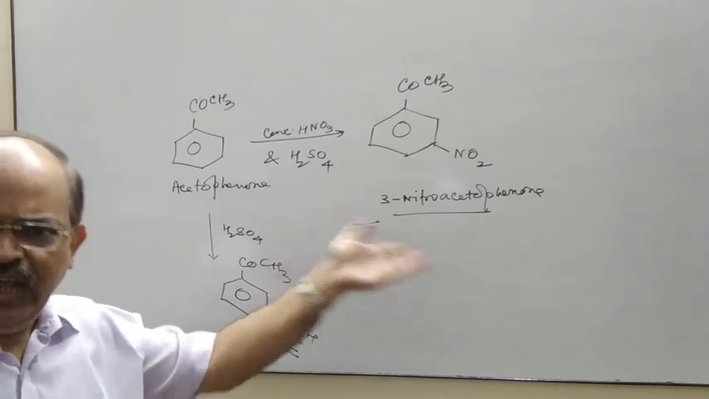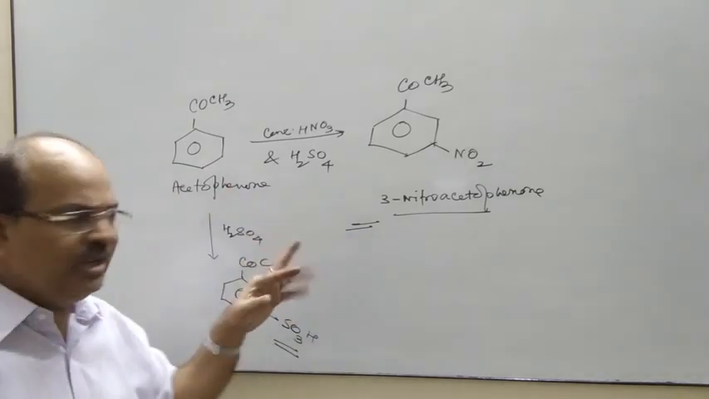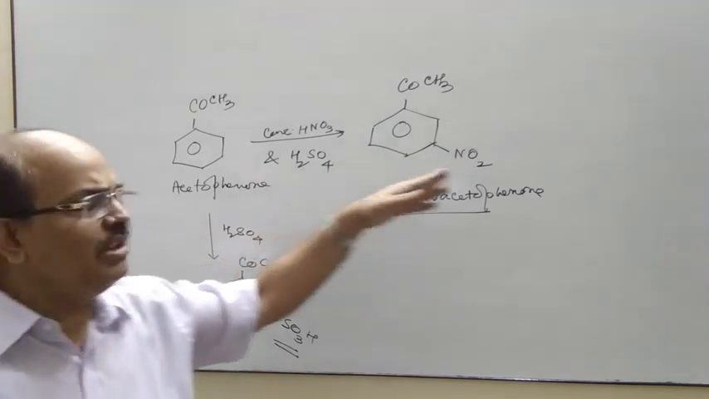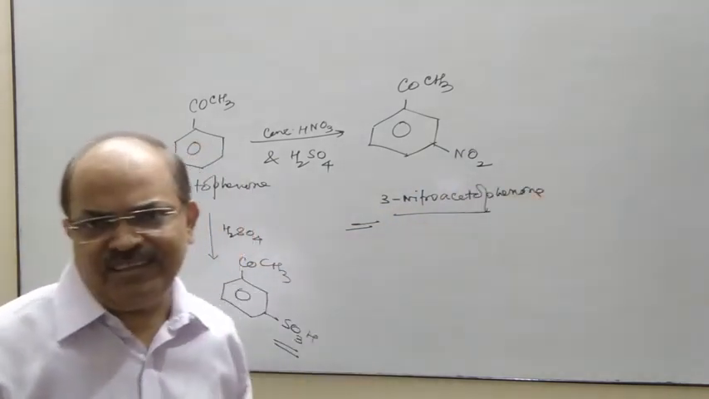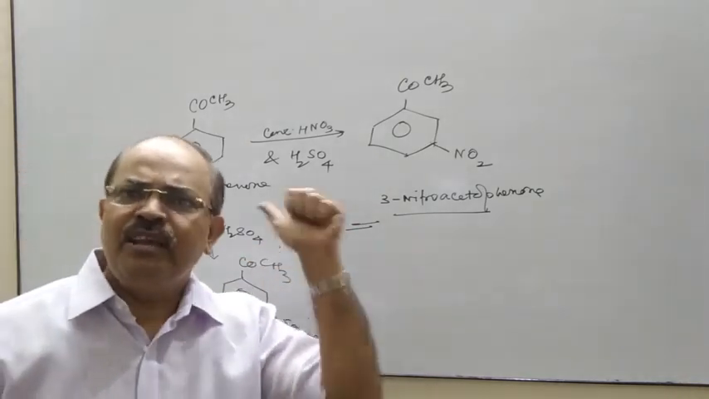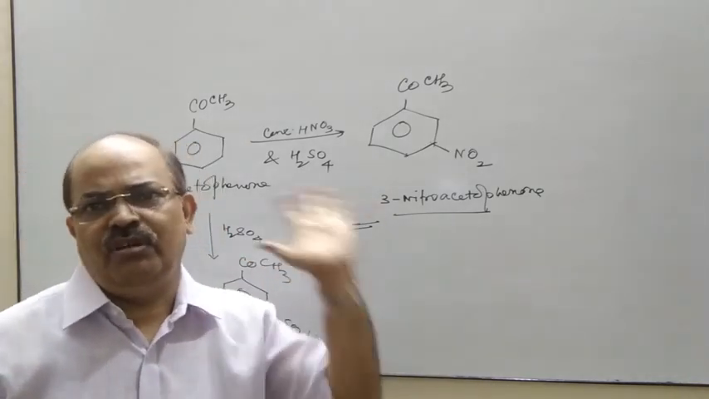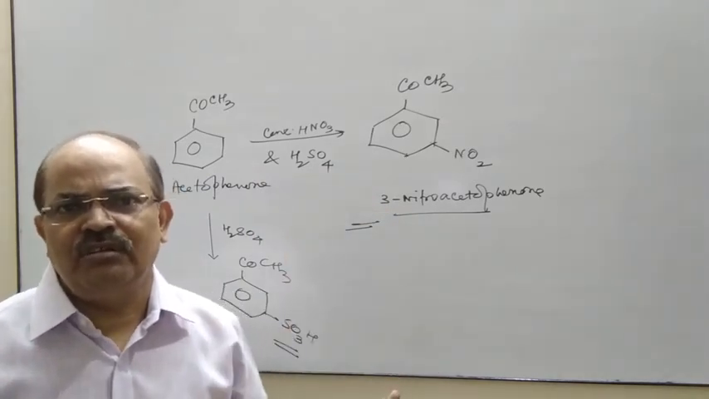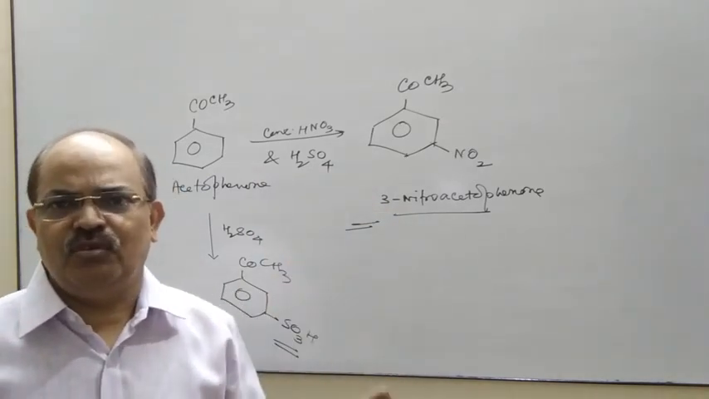Similarly, there may be halogenation. I hope you can do it. If you treat it with bromine in the presence of FeBr3, you will get meta-bromobenzaldehyde, and similarly, in case of acetophenone, you will get meta-bromoacetophenone. I hope this is all about aldehyde and ketone.